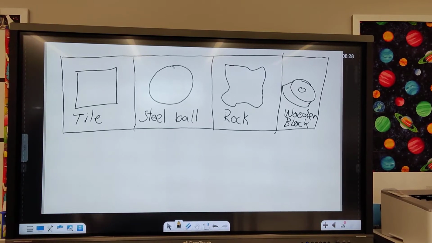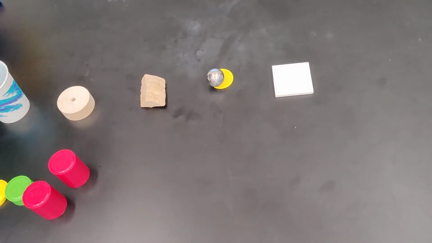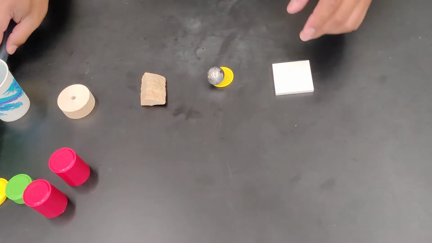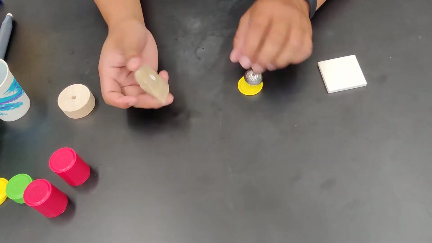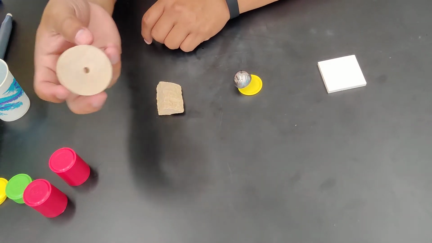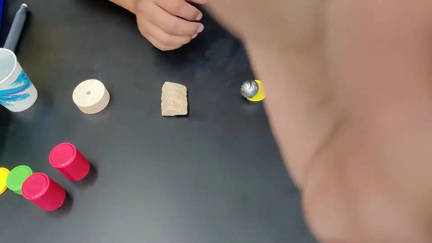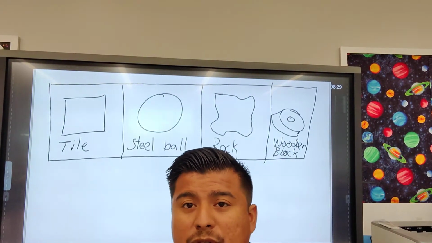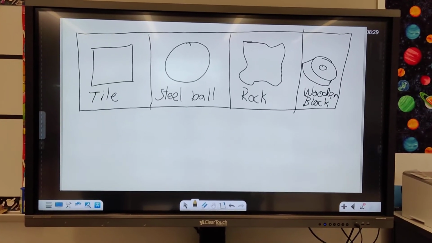Which one of those four, which happens to be the ones that are down here, which one of these four do you guys think has the most mass? Is it the tile? Is it the steel ball? Is it the rock? Or is it the wooden block? Based on what you can see, based on what you can observe, which one do you think has the most mass? All right, which one do you think, guys? So what you're going to do is you're going to put them in order based on what you think. So you're going to do a prediction.